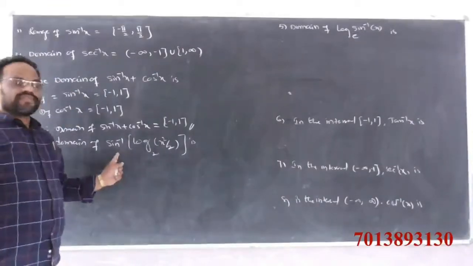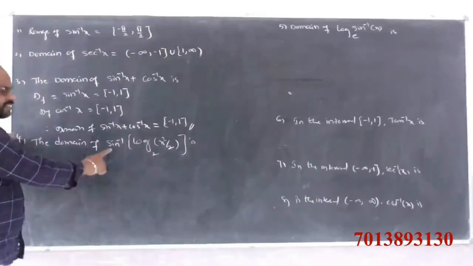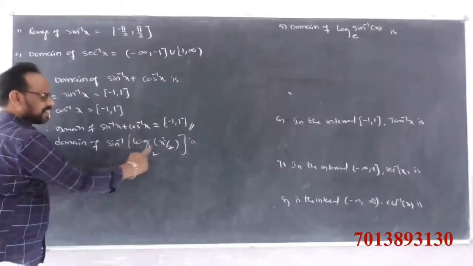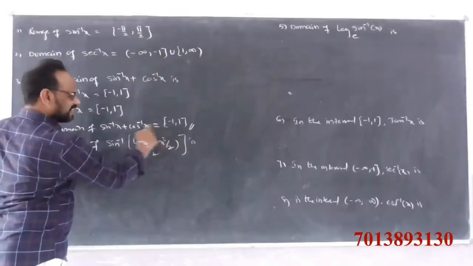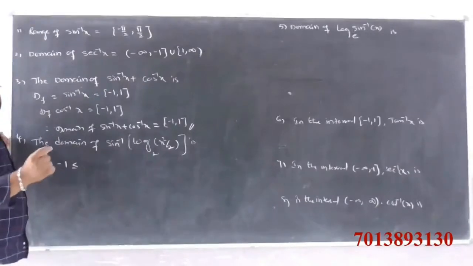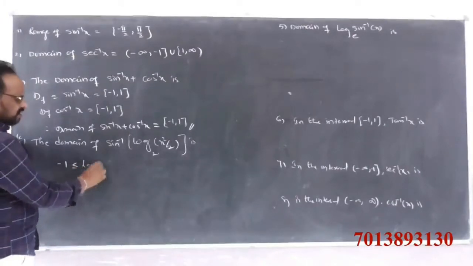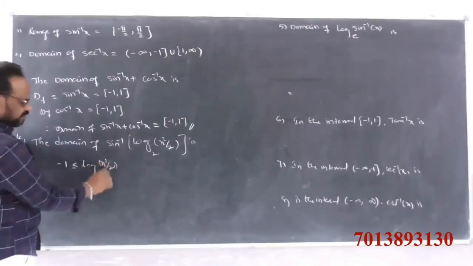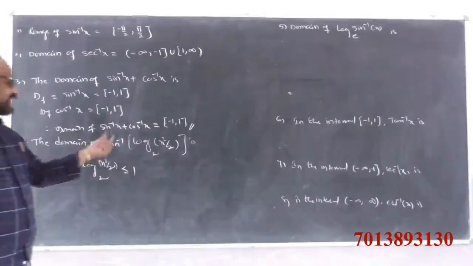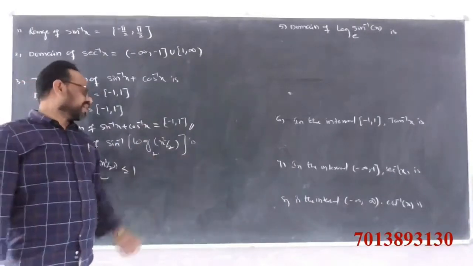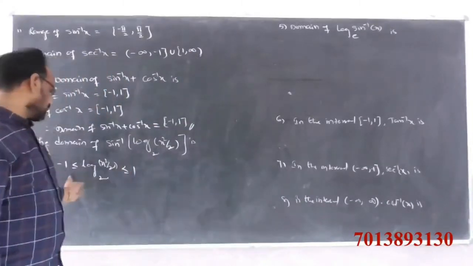The domain of sine inverse of log x²/2 to the base 2 is. We want the domain. Clearly we know, what is the domain of sine inverse of x? Consider this as t. The domain of sine inverse of t is clearly the closed interval -1 to +1. So -1 is less than or equal to log x²/2 to the base 2 is less than or equal to 1. Consider log x²/2 to the base 2 as t. So the domain of sine inverse of t is -1 to +1.